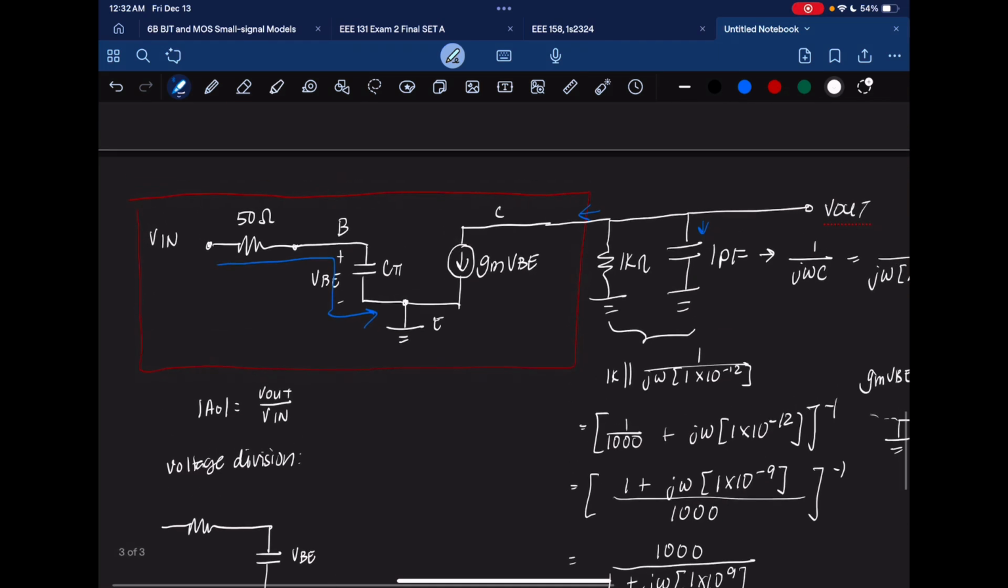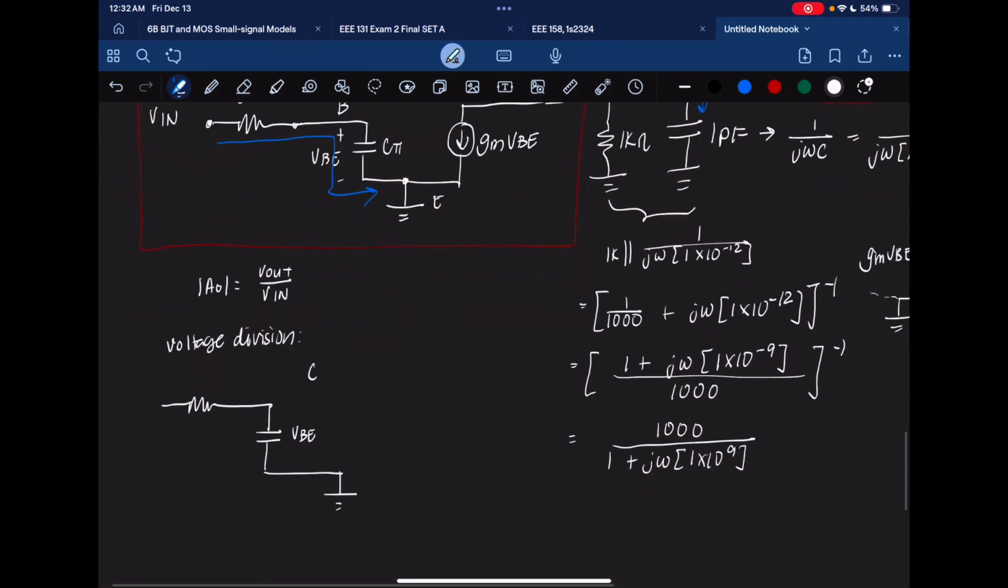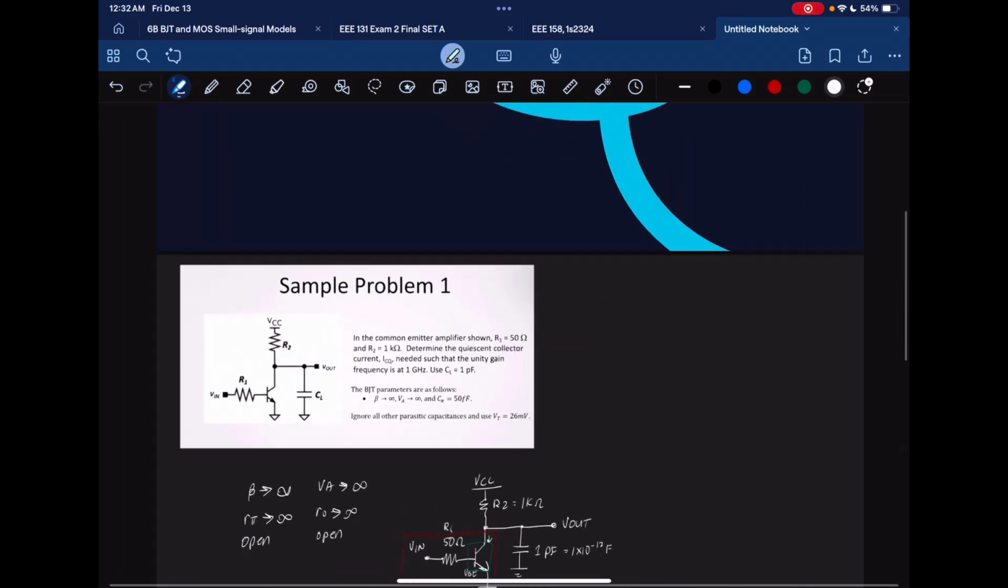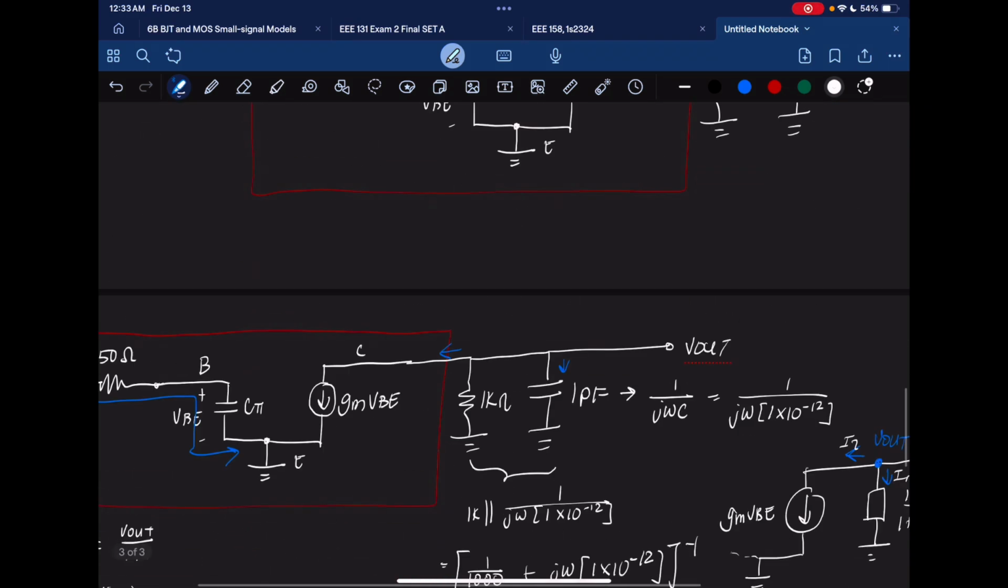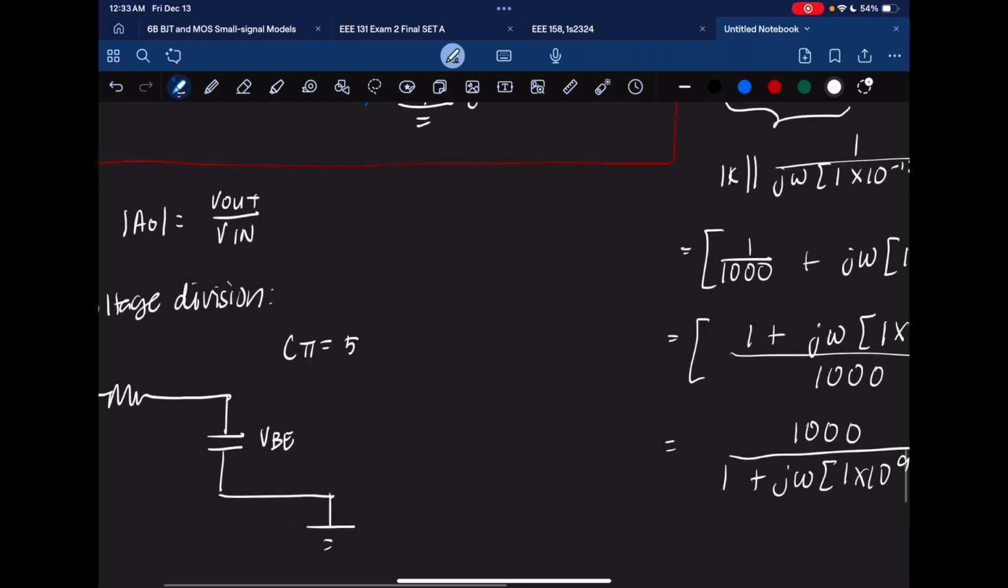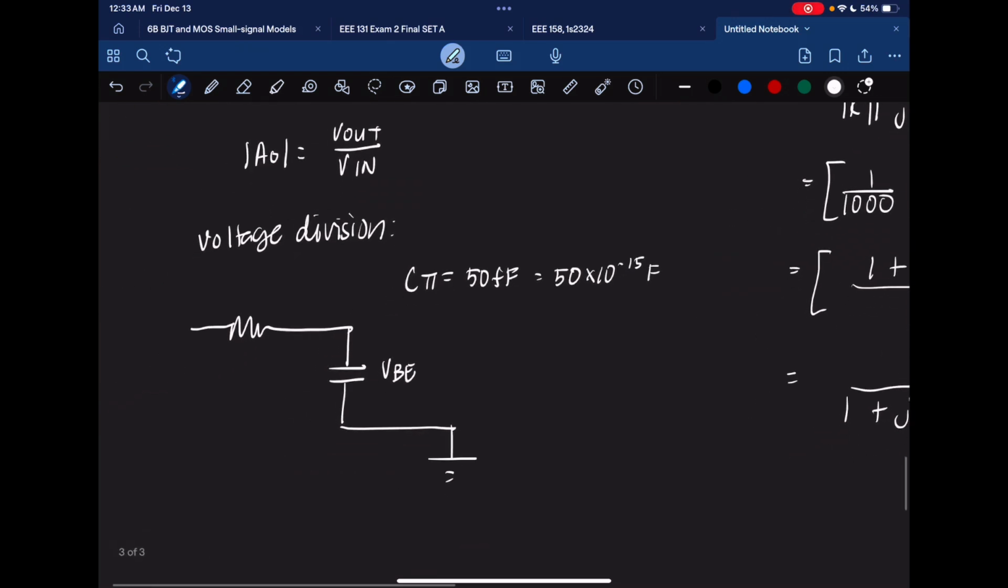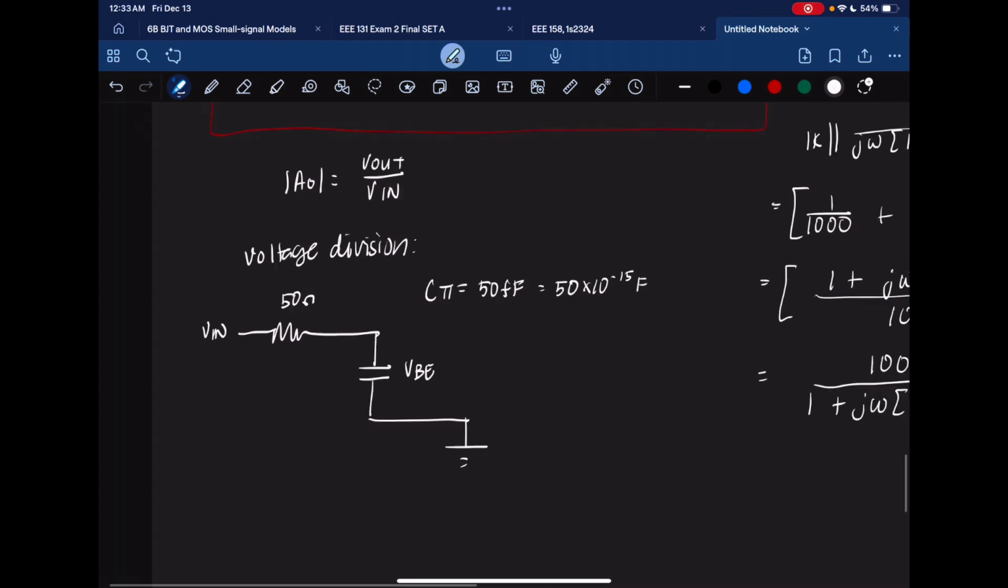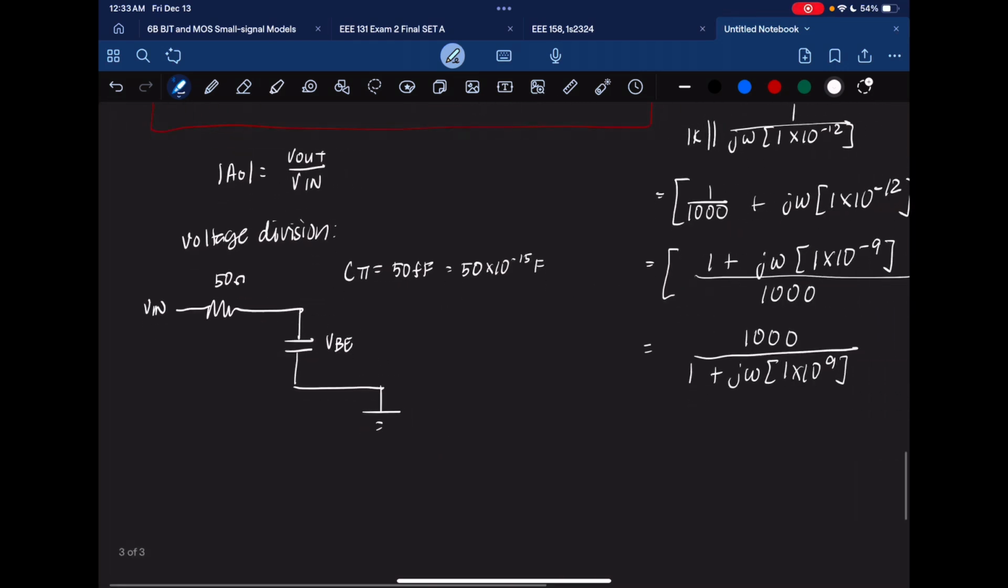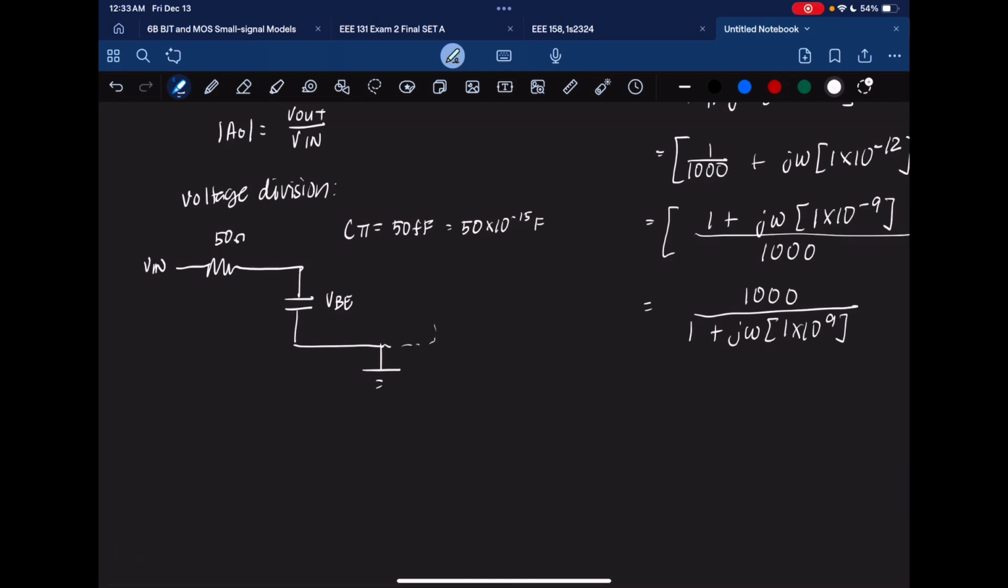The value of C pi is 50 femtofarad, or the same thing as 50 times 10 raised to negative 15 farads. And then this is 50 ohms, then this is V in. And then there's no given value for both, so just do the voltage division with just the variables.